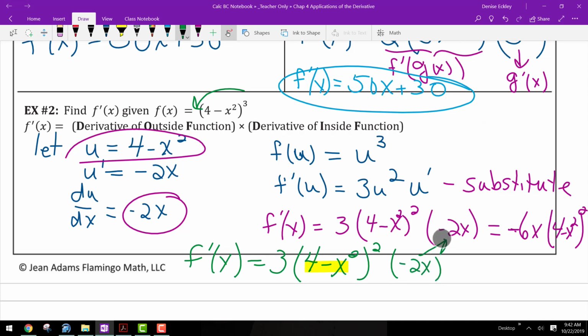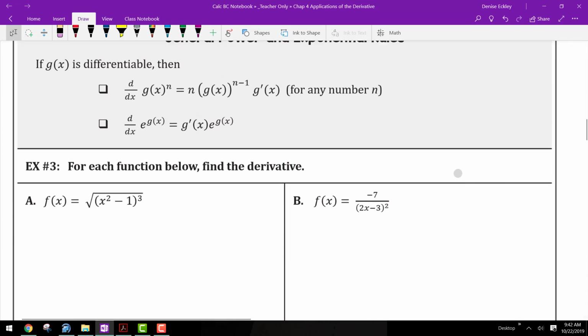And if you notice, these match up completely with what we did with our u substitution. So we get negative 6x times 4 minus x squared squared. So you don't have to go to all the trouble of the u substitution, but I just wanted to do one to show you.